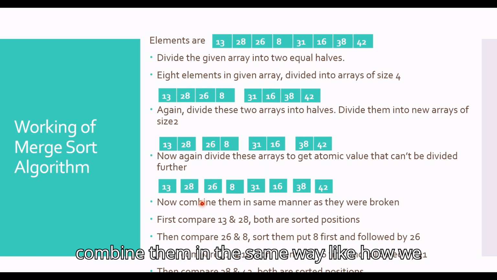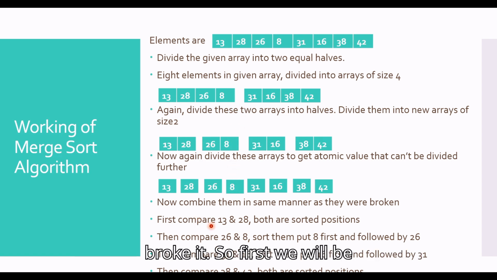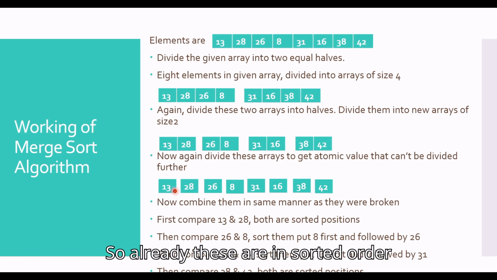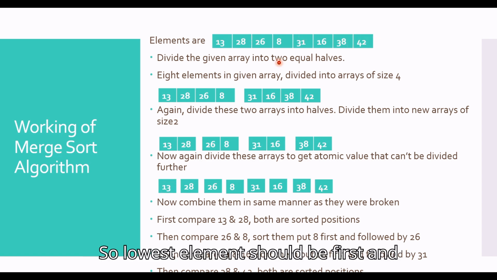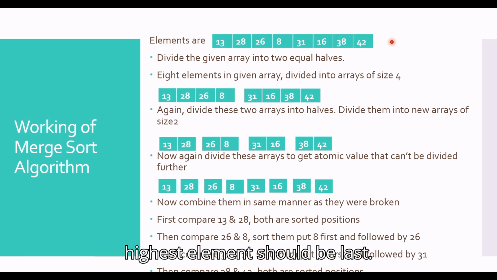Now we need to combine them in the same way that we broke them. First we compare 13 and 28. These are already in sorted order, as we expect the elements to be in ascending order, with the lowest element first and the highest element last. 13 is less than 28, so no need of sorting.